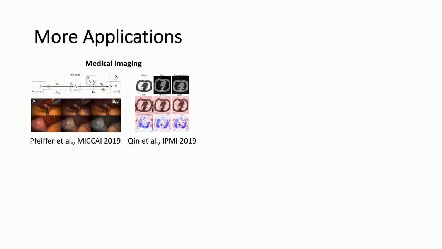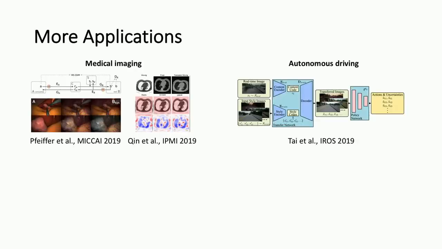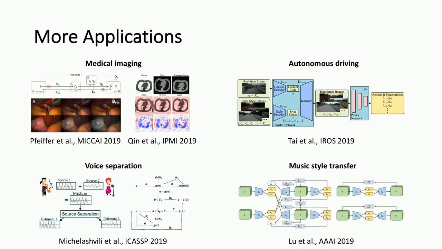After we released the paper, people have applied it to many different tasks. For example, in medical imaging, the data is usually very sensitive and hard to collect, so people have tried to use MUNIT to generate training data for medical imaging applications, such as laparoscopic images, MRI images, or CT images. Also, MUNIT has been used in the context of autonomous driving in order to synthesize training data in different weather and season conditions. And perhaps a bit surprisingly, our method is also applicable to problems outside the image domain, such as voice separation or music style transfer.